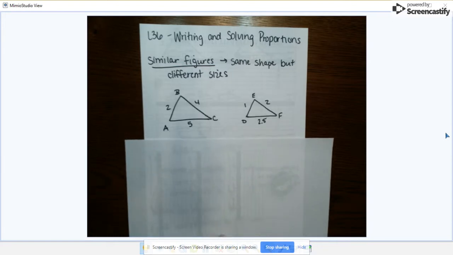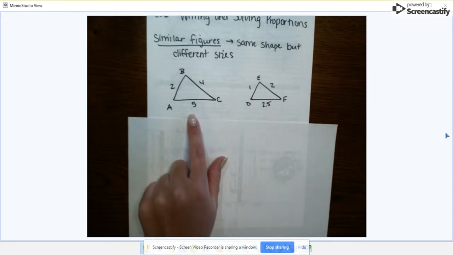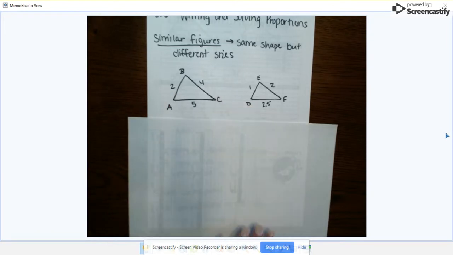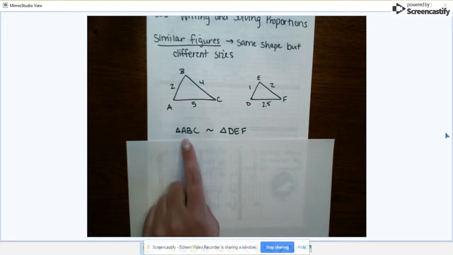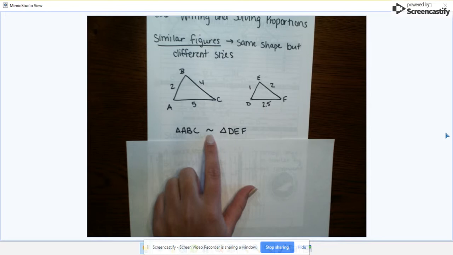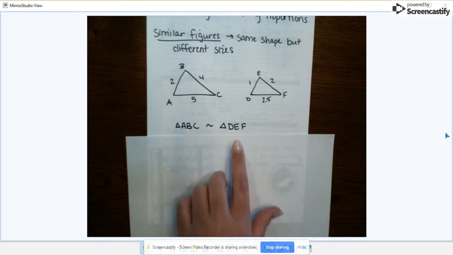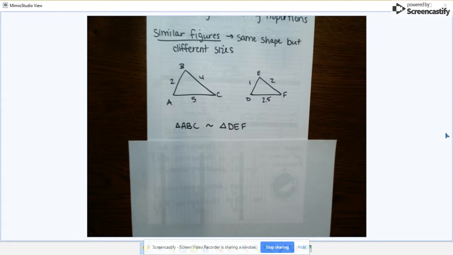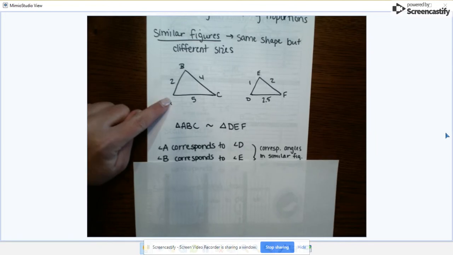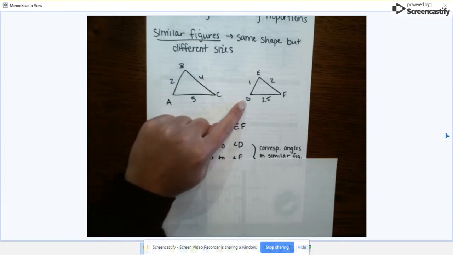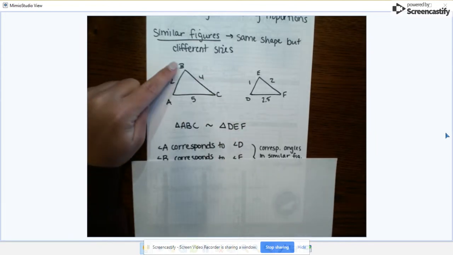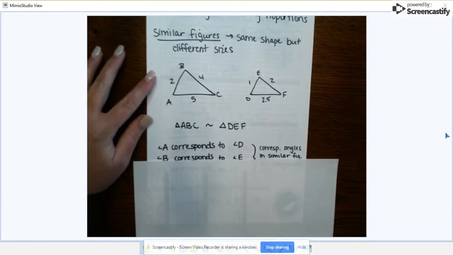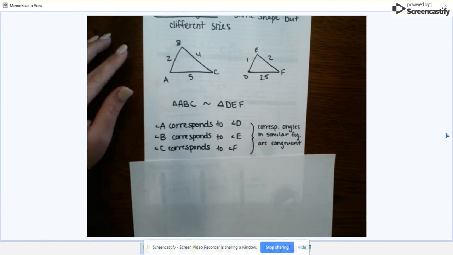So here's two triangles. We see that the one on the left, triangle ABC, is a little larger than DEF, but they're proportional. So we can say that triangle ABC is similar, this is the sign for similar to, triangle DEF. In similar figures, all of the angles and the sides are corresponding. So angle A corresponds to angle D. They're in the same location of the triangle. Angle B corresponds to E, and then angle C and angle F correspond.